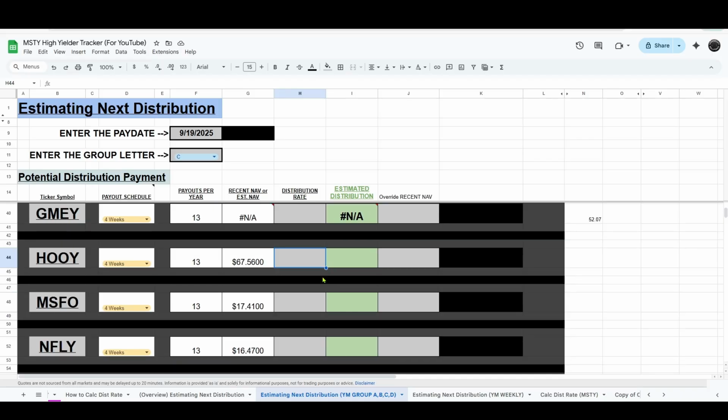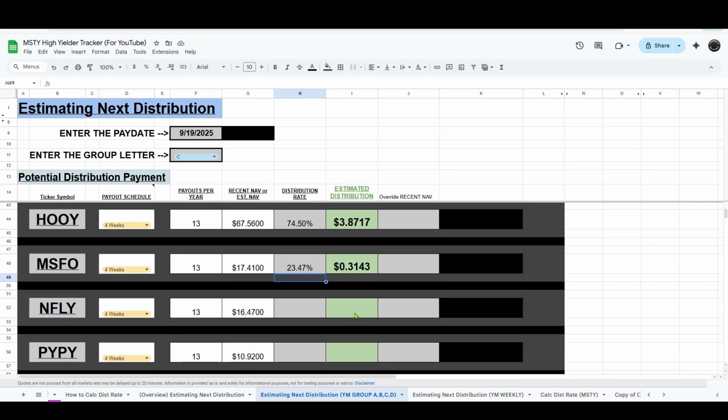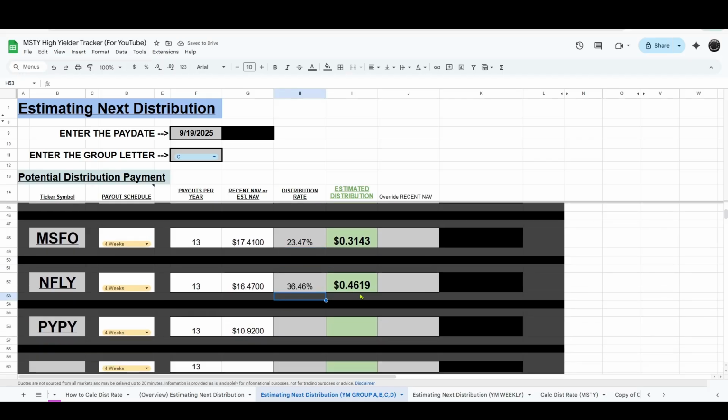And for Hui, let's see what will get paid out for that one. And I'm looking at about a 74.5% distribution rate, which will put us at about $3.87 for Hui. For MSFO, looks like about 31 cents. Nefly looks like about 46 cents. And PYPY looks like about 34 cents.